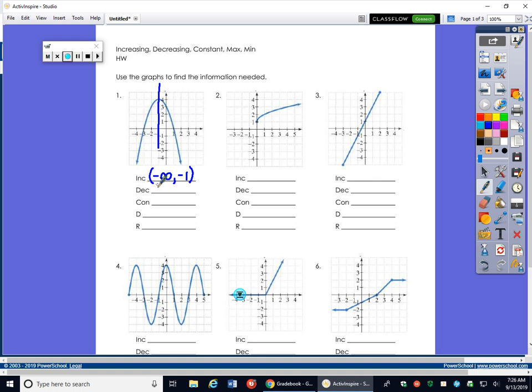Decreasing is going to pick up at negative 1. You're using parentheses. Very rarely do you use a bracket. And you're going to infinity. There is no place that it's constant.